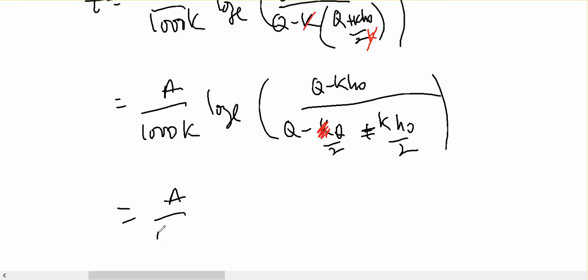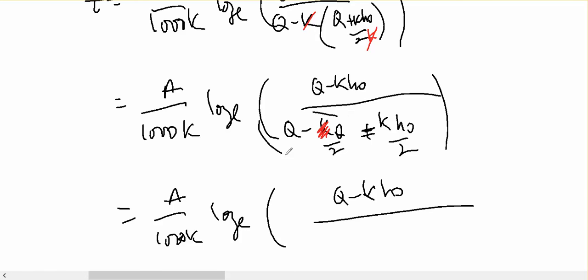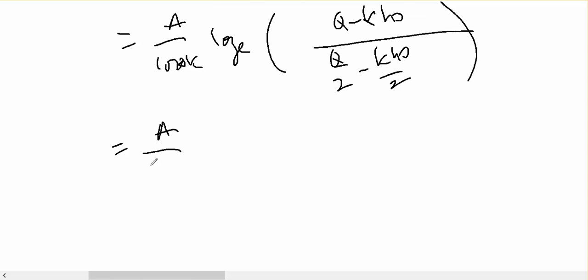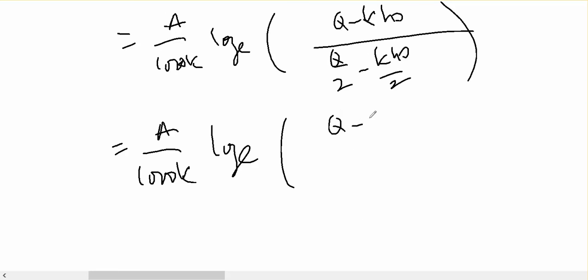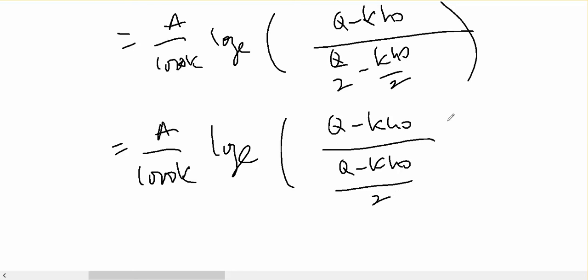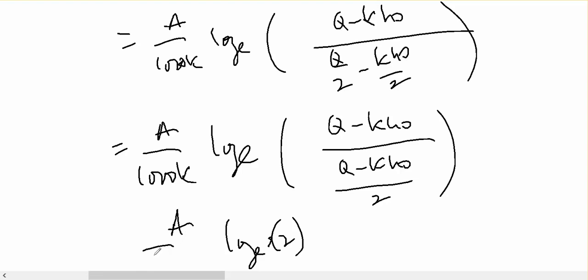So I've got A on top of 1000k log base e of Q minus kH0 on top of Q minus Q on 2, which is Q on 2 minus kH0 on 2, which is A on 1000k log base e of Q minus kH0 on top of Q minus kH0 on 2, which will give me log base e of 2. And that's going to be the time.